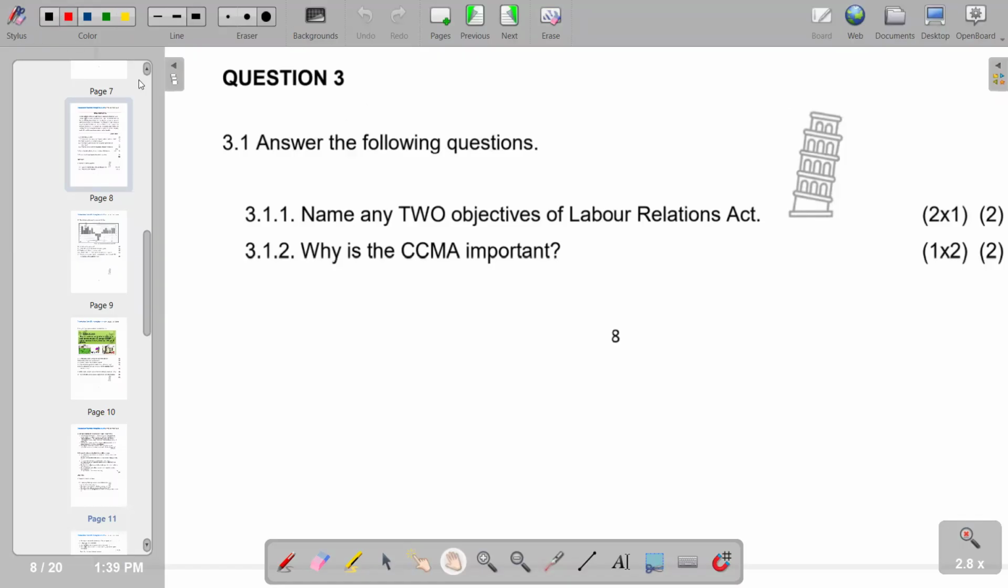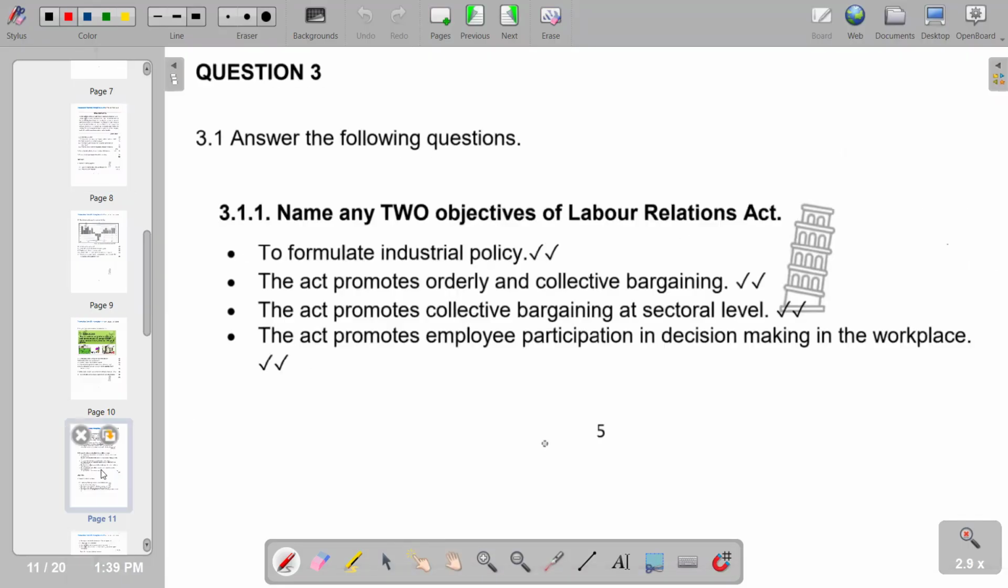On our question 3, it reads, answer the following questions. So 3.1.1, you have to name two objectives of the Labor Relations Act. The objectives of the Labor Relations Act are to formulate industrial policy and to promote orderly and collective bargaining. Then the Act promotes collective bargaining at sectoral level. The Act promotes employee participation in decision making in the workplace. So that is what we have on the objectives of the Labor Relations Act.